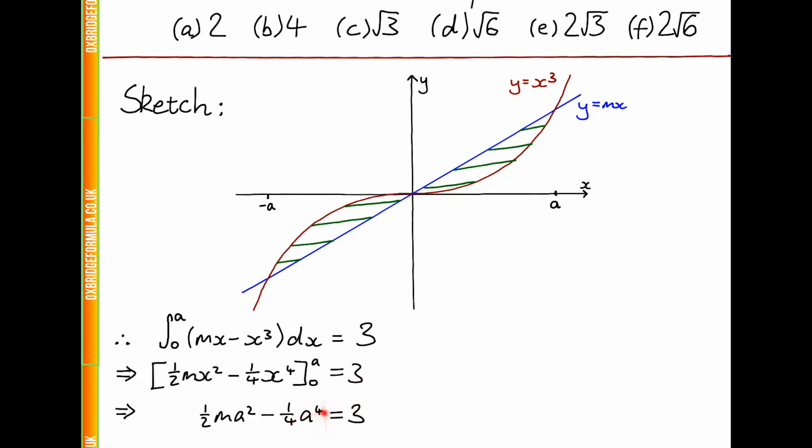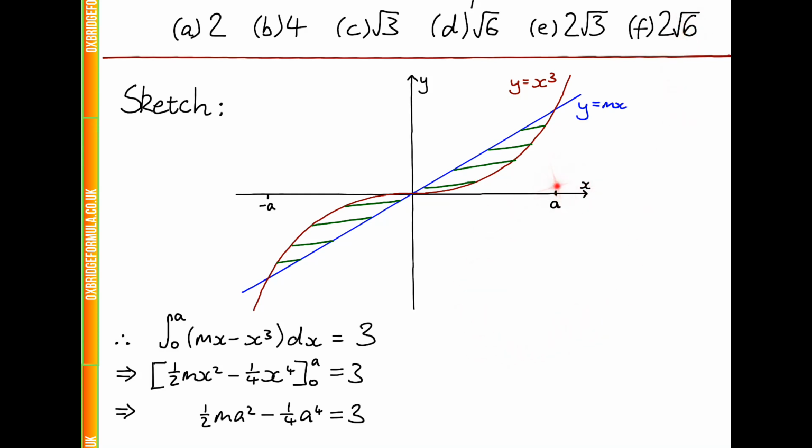Now this equation has two unknowns, which are m and a squared, so is there any way that we can write this just in terms of one unknown? Preferably we just want to write this in terms of m, because ultimately we want to identify m as one of these 6 options. So how might we go about doing that?